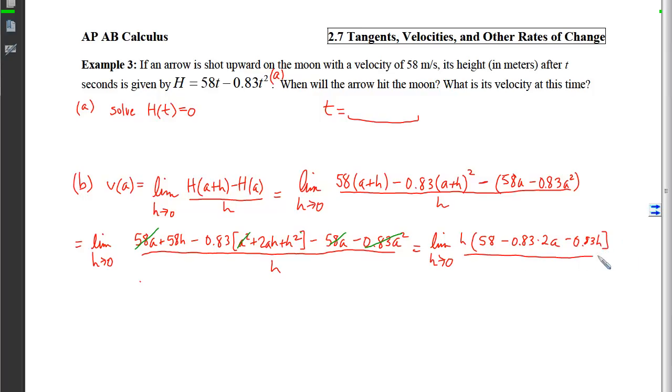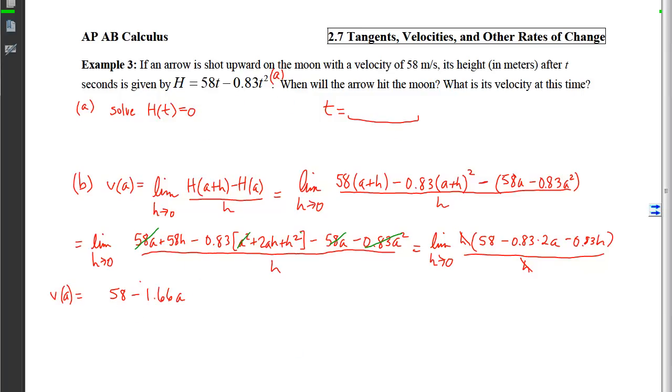And then on the bottom we'll have that h, which will cancel. So now if I let h go to 0, I'm left with 58 minus 0.83 times 2a, so that's 1.66a. So here's my general formula for the velocity at any time a, and we're going to use it at the time when the arrow hits the moon.